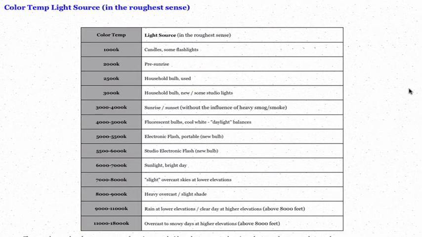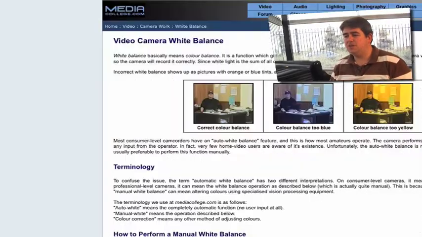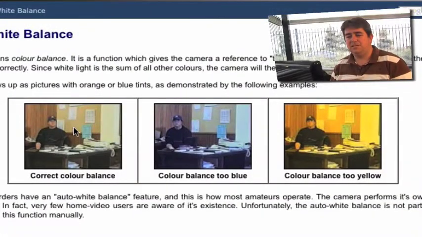So the camera needs to determine what colour white is. If the camera can determine what colour white is, we can get a correct colour balance. If it doesn't know what colour white is, it will have a guess, and it will inevitably be wrong.